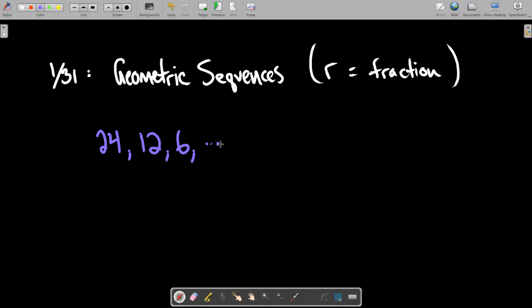So if you've been here, you know this. If you haven't been, I hope you're kind of up to speed. This is obviously a geometric sequence because subtracting the same number every time obviously doesn't work, right? The first time is minus 12.